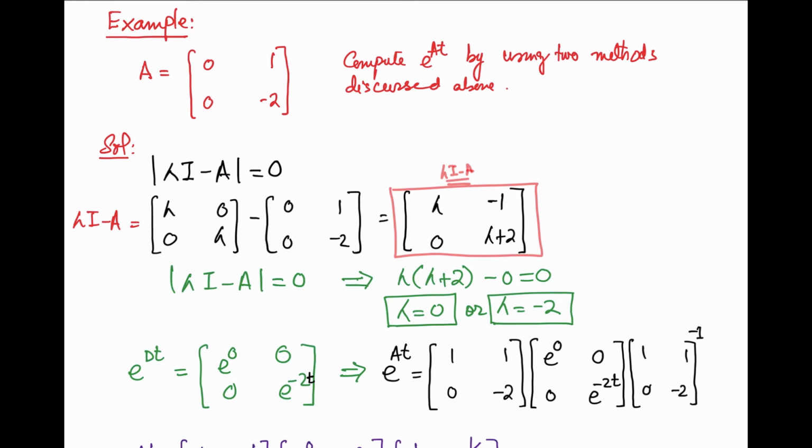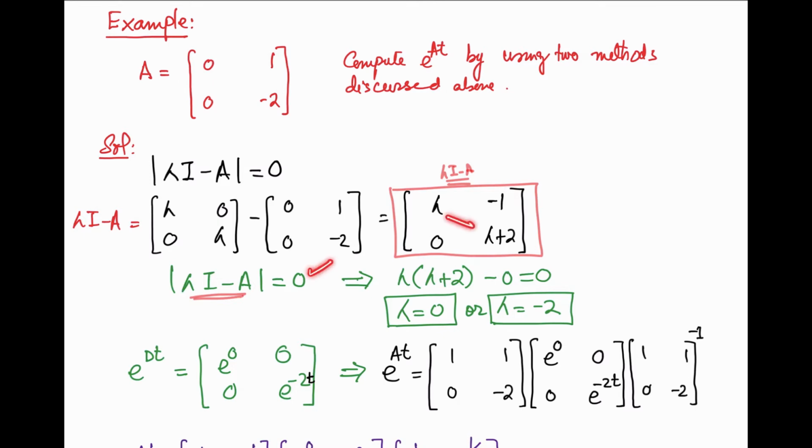So now the roots of this one, the determinant of lambda I minus A, setting it equal to 0, that will be the characteristic equation, and the solution of that equation, or the roots of that equation, will be the eigenvalues. So the eigenvalues can be obtained with the help of this equation.